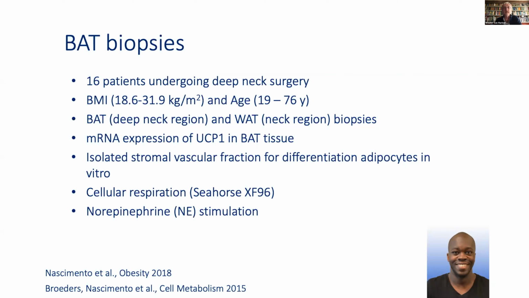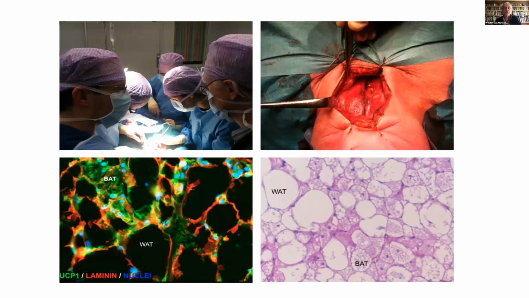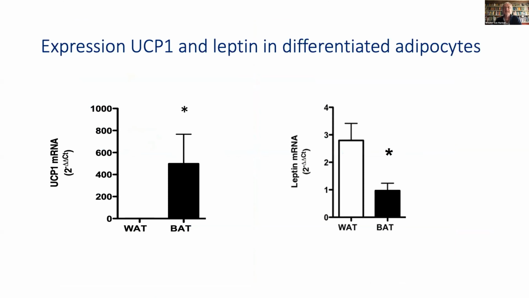So here you see where we got the tissue. Just as an illustration, we really got the samples. I hope you're convinced. Then here you see the expression of UCP1, which is characteristic of brown fat, as I told you, and leptin, a hormone characteristic of white adipose tissue. We took both white and brown adipose tissue, and you can clearly see that we got the right tissue under study.